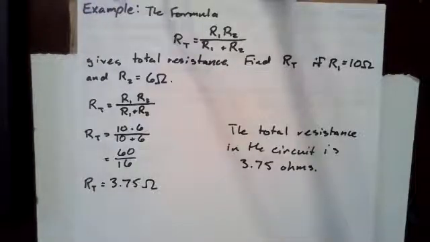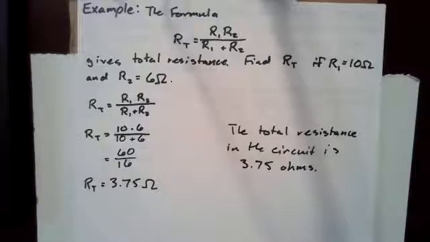Another example. The formula R sub t equals (R sub 1 times R sub 2) over (R sub 1 plus R sub 2) gives total resistance. Find R sub t if R sub 1 is 10 ohms and R sub 2 is 6 ohms.